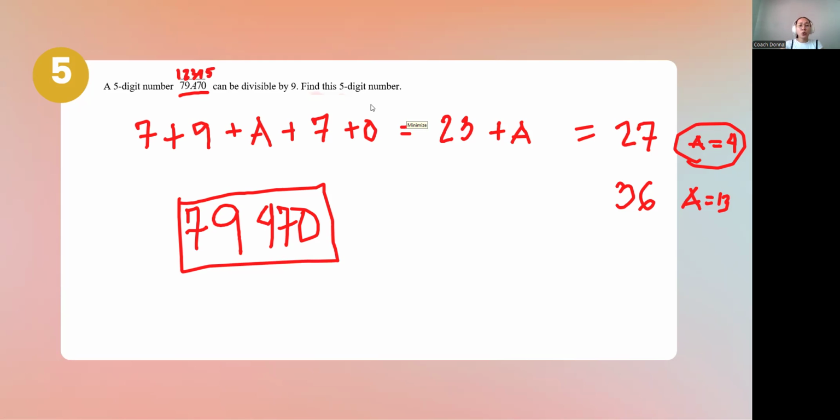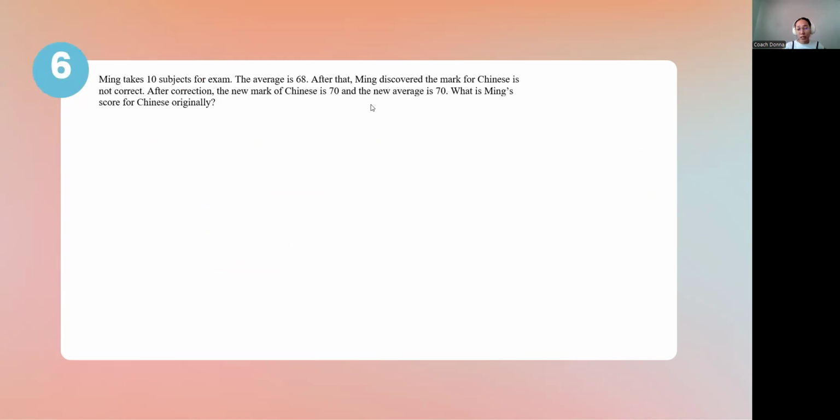Okay. So you have Ming takes 10 subjects for exam. The average is 68. After that, Ming discovered the mark for Chinese is not correct. After correction, the new mark of Chinese is 70 and the new average is 70. What is Ming's score for Chinese originally? All right, let's do this one.